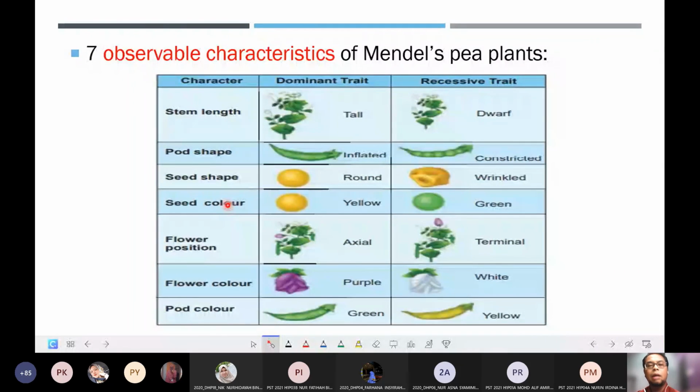And next will be about the color of the seed. Some will be yellow and some will be green in color. Another characteristic that can be observed will be about the position of the flower, either axial at the axis of the stem or the terminal position at the end of a particular branch. And another characteristic will be about the color of the flower. I mentioned just now, maybe the color of the flower will be purple or white. And the 7th observable characteristic will be about the color of the pod, either green or yellow.